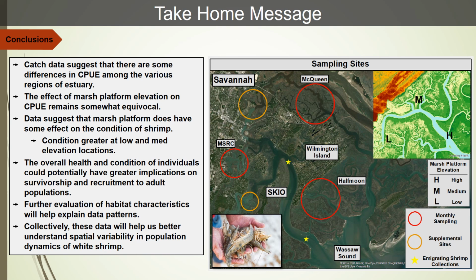These differences in condition, however, could have implications on the growth and survivorship of individuals and their recruitment to adult populations. Hopefully, we can provide more insight into this with more information on putative nursery areas. Finally, collectively, all of the data associated with this study will help us better understand the spatial variability and population dynamics of shrimp and provide information valuable for the management of this species and the habitats they use.